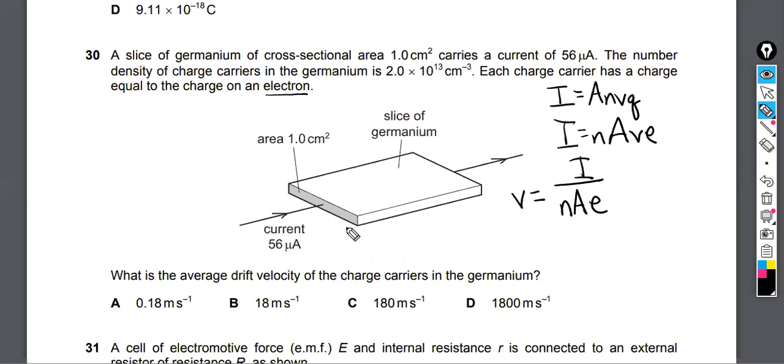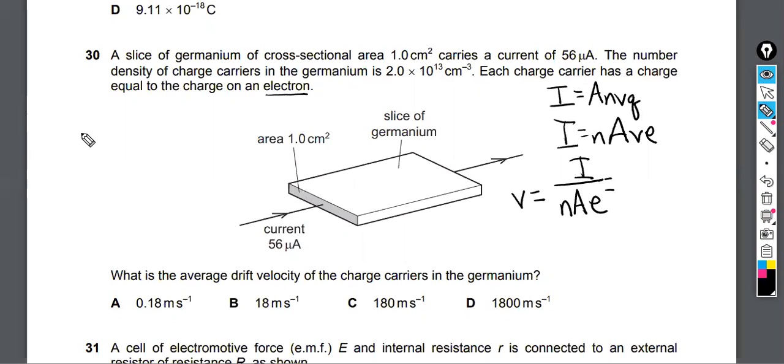Take care of the units, so that our answers are in meters per second. The area, length times width, is in centimeters squared, and the number density is given in per cubic centimeters. So this is how many charge carriers there are in a cubic centimeter, not a cubic meter, like the unit volume in terms of the base unit meters. So when we substitute in here, the area is going to be centimeters squared and the number density is going to be per cubic centimeters. Let's substitute in all the units as we go through this. I'm going to do the working over on this side.